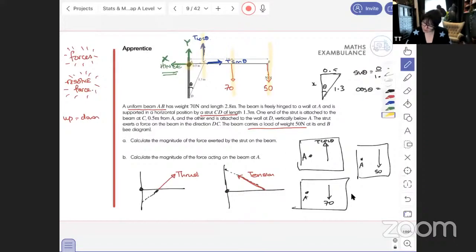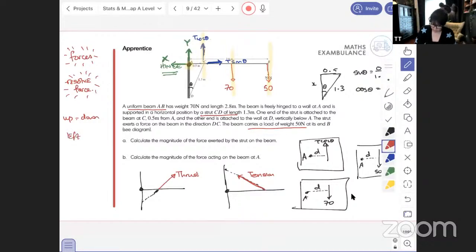What's the hardest bit? The hardest bit is working out that distance there. That's the hard bit. And that's why by giving them their own little world, you make it much, much easier for your brain to just focus on the difficult bit, which is finding D. Once you've done that, you've got up is down, left is right, moments equals moments, and then it's simultaneous equations.